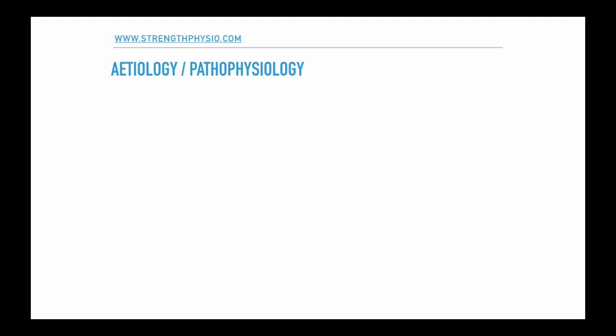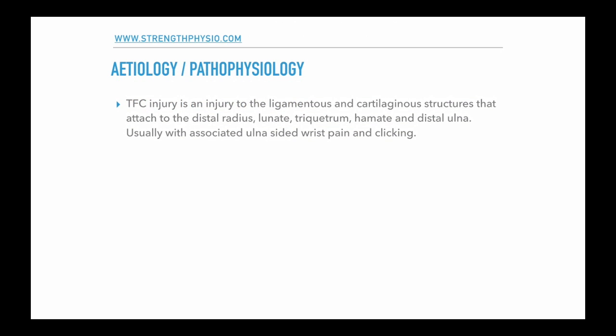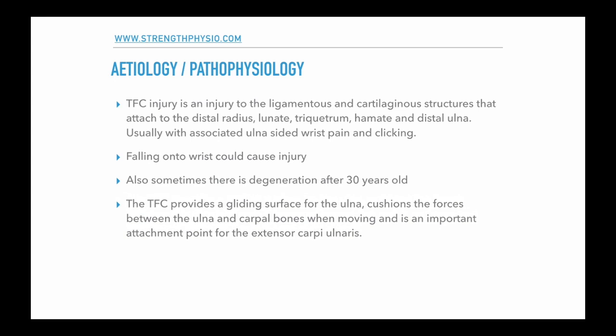So, etiology and pathophysiology of this condition. TFC, or the triangular fibrocartilage injury, is an injury to the ligamentous and cartilaginous structures that are attached to the distal radius, lunate, triquetrum, hamate and distal ulna. This is usually associated with ulnar-sided wrist pain and clicking. It's often caused by falling onto the wrist or traumatic injuries to the wrist, and sometimes there's just some general degeneration. After we get to 30 years old, there's general wear and tear, and over the years this can start to cause symptoms in some people.